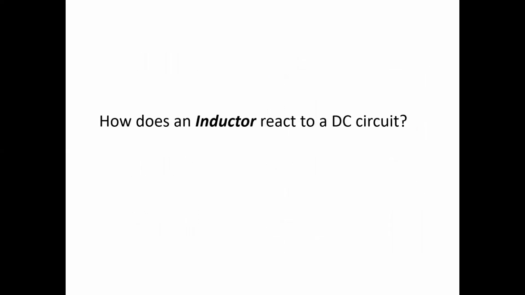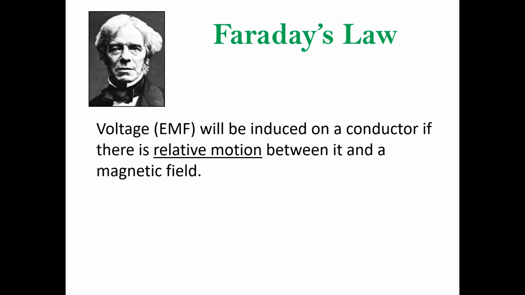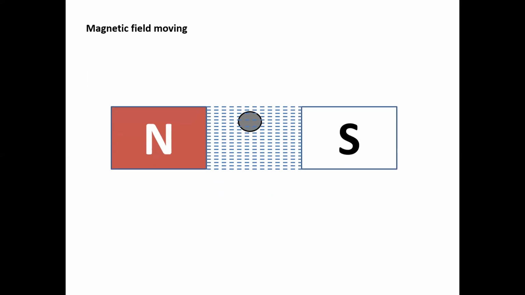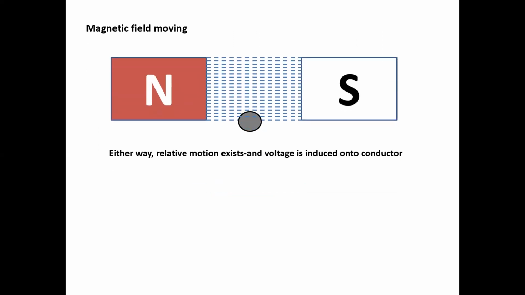So how does an inductor react when it's connected to a DC circuit? Well, there's some interesting things that take place, and we need to have a good understanding of how electromagnetic flux functions. And because of that, we're going to start with Faraday's law of induction. Voltage, or an EMF, is induced on a conductor if there is relative motion between it and a magnetic field. Remember, relative motion means we could have a conductor moving through a magnetic field, or we could have the magnetic field moving across the conductor. It doesn't really matter which one. Either way, relative motion exists and the voltage is induced onto the conductor.